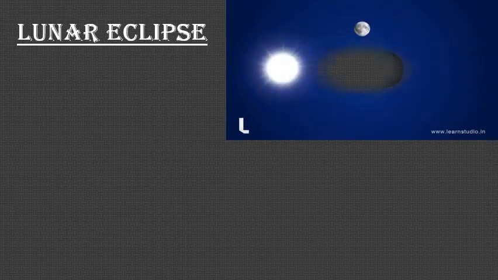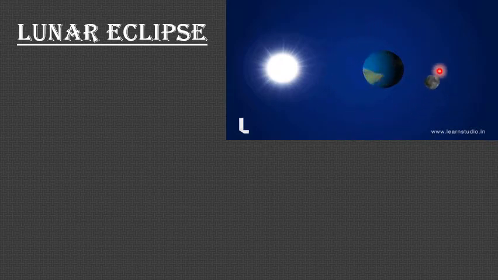So here comes the next type of eclipses, and that is lunar eclipse. In solar eclipse, sun gets dark. In lunar eclipse, moon will get dark. If we watch this video, you can see that the moon is orbiting around the earth. It comes in between sun and earth and it goes back to the earth. And this is how it is orbiting.